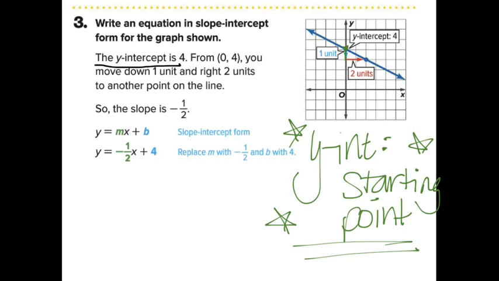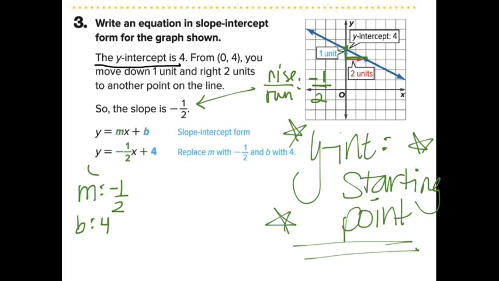Then we did a rise and a run. Went down 1 unit, to the right 2. So our rise was down 1 over 2. So the slope is negative 1/2. So we know that our m is negative 1/2 and that our b is 4. There's our negative 1/2 and there's our 4. Okay, so writing an equation from a graph is very tricky, until you get the hang of it. Once you get the hang of it, it's a piece of cake.